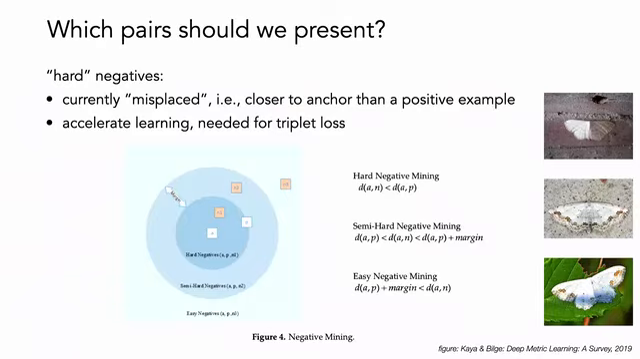So how do we make sure that we're showing these hard images to the model so that we get training signal? We need to find hard negatives. This type of hard negative mining will often look for misplaced negatives. So we need to find things that have been put closer to the anchor than a positive example. Being able to do this hard negative mining helps us accelerate our learning. The more we can find the hard things, the more quickly we train.